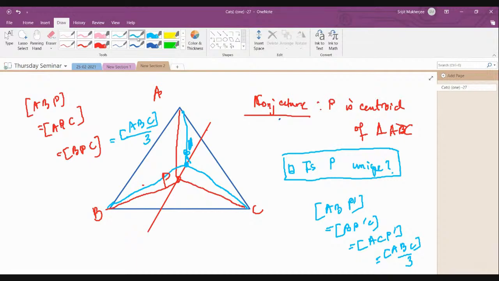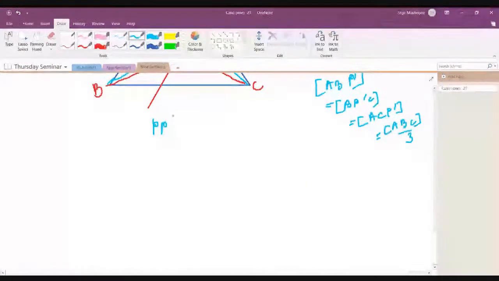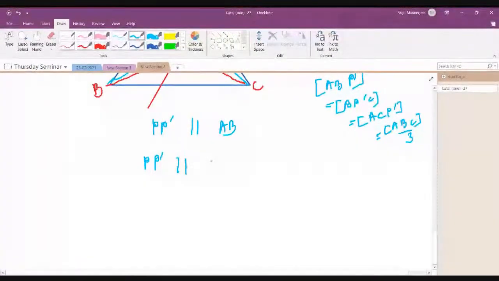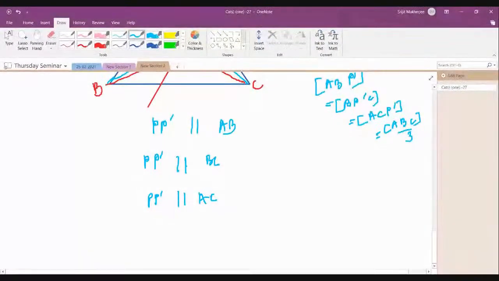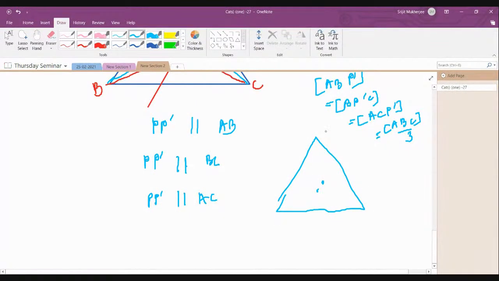Similarly, P dash, this line must be parallel to. So what are we getting? P dash is parallel to AB, P dash must be parallel to BC, and P dash is parallel to AC. It's asking that if two points are there such that it is parallel to each of these three sides, then it can happen.